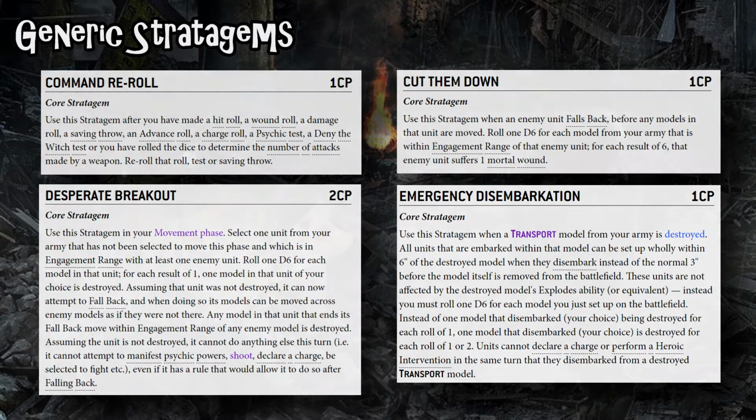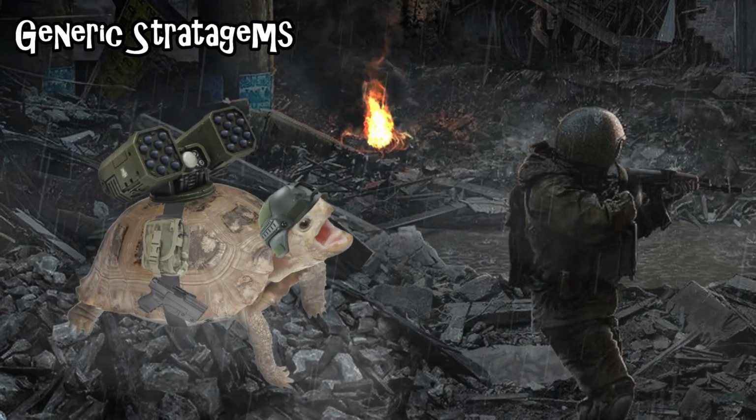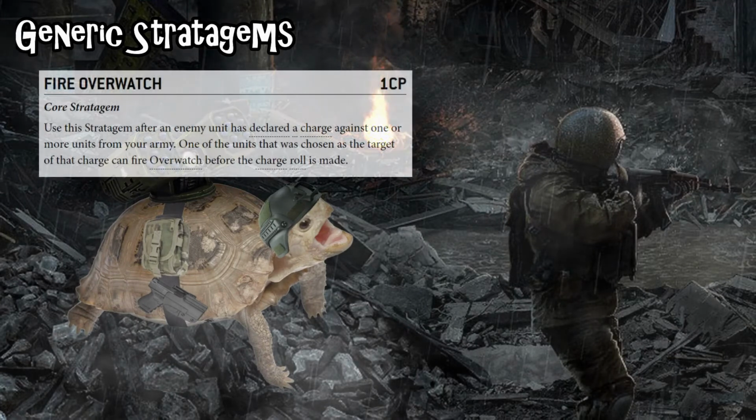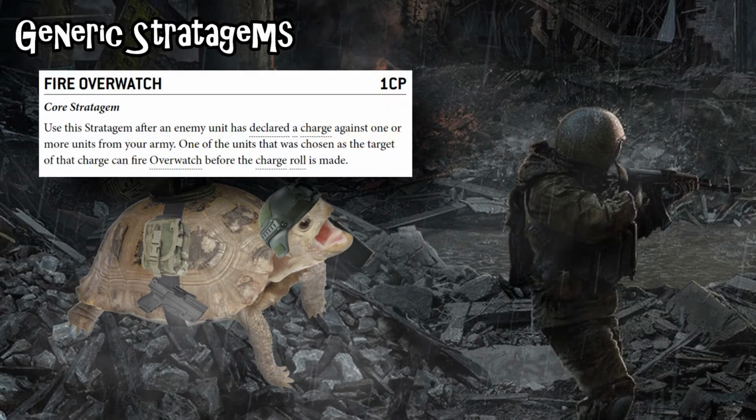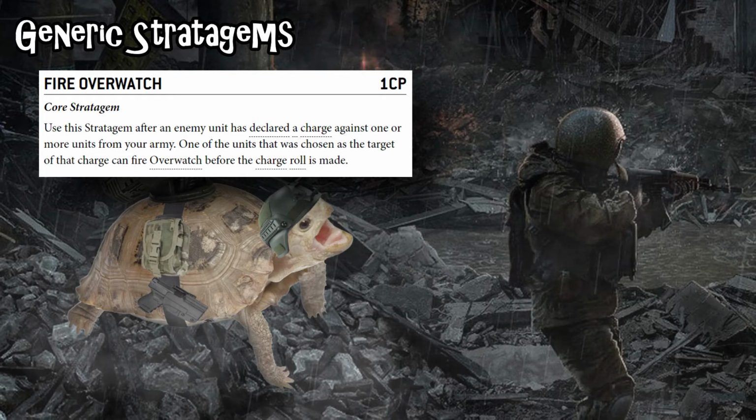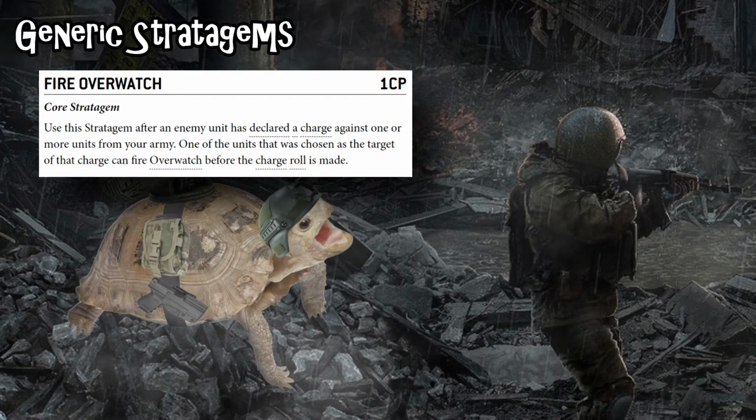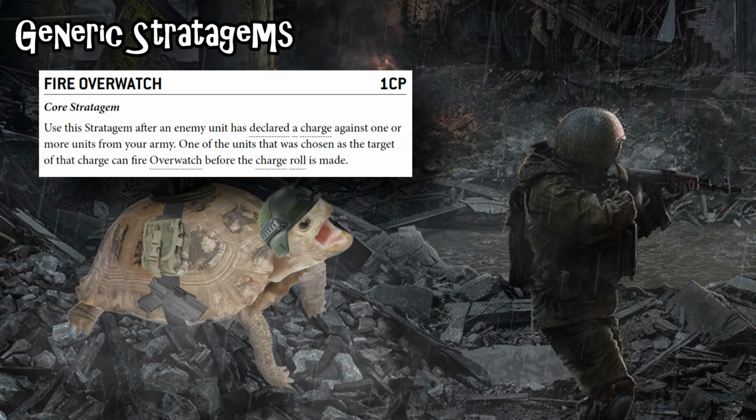Now, the last 3 here are going to be some other very important ones. The first one is called Fire Overwatch, which you use when one of your units is declared as a charge target and allows them to fire Overwatch at the charger. This is a core mechanic that you don't see used particularly often. There are some faction-specific abilities that interact with Overwatch pretty consistently, but this is really the only way to unlock it if you don't have any special abilities for your army.